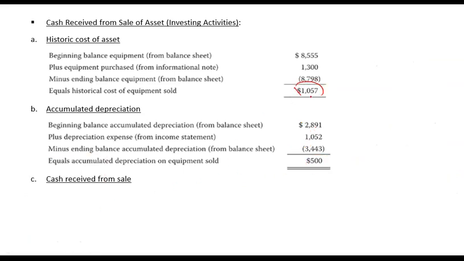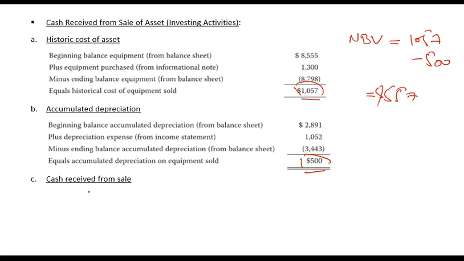So that means now you have cost and you have depreciation. If you have cost and depreciation, you can easily find net book value. That is 1057 minus 500. So cost minus accumulated depreciation will be your net book value. That is the value of the asset. So it will be $557.